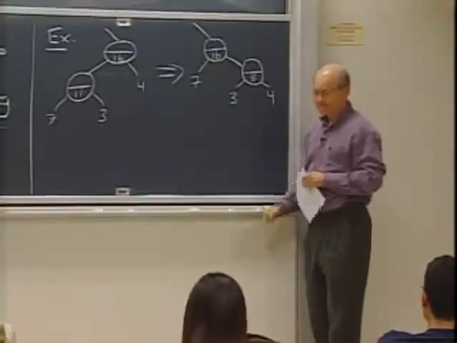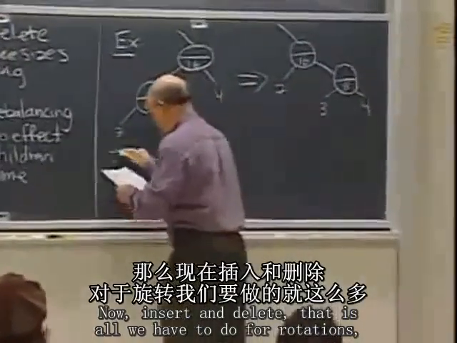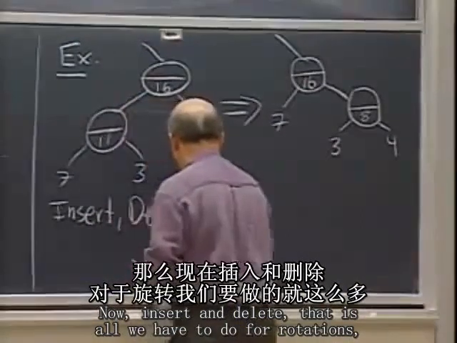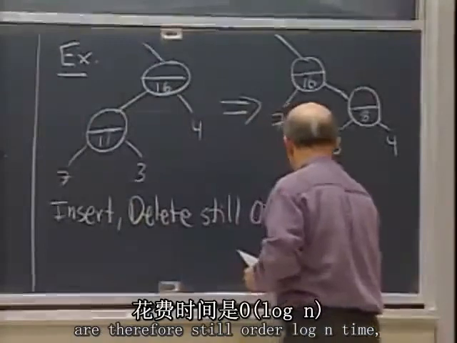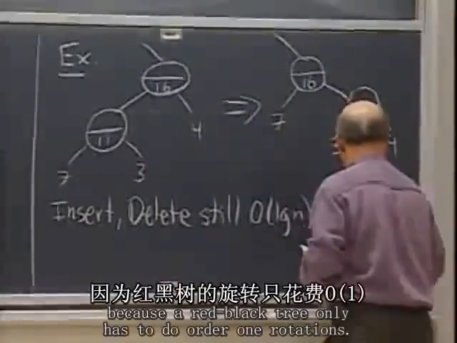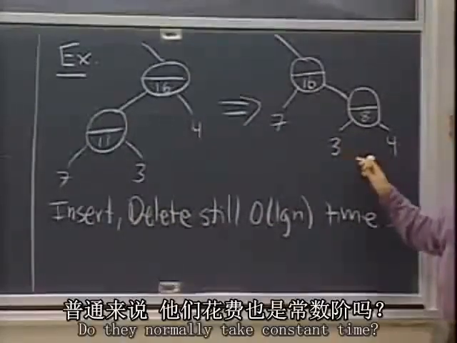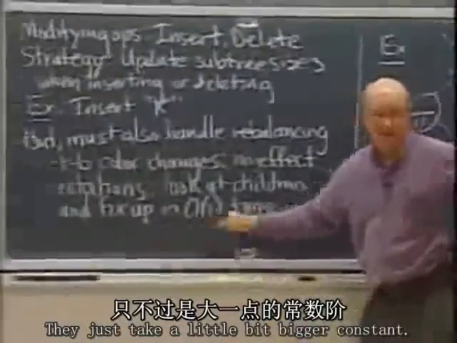So that was pretty good. And so now insert and delete. That's all we have to do for rotations, which are therefore still order log n time, because a red-black tree only has to do order 1 rotations. Those normally take constant time. Well, they still take constant time. They just take a little bit bigger constant.